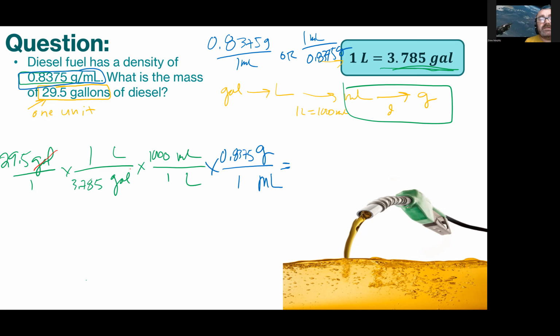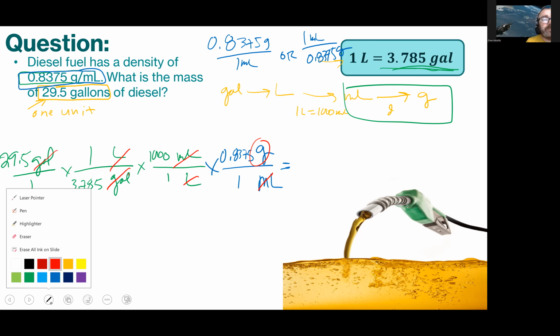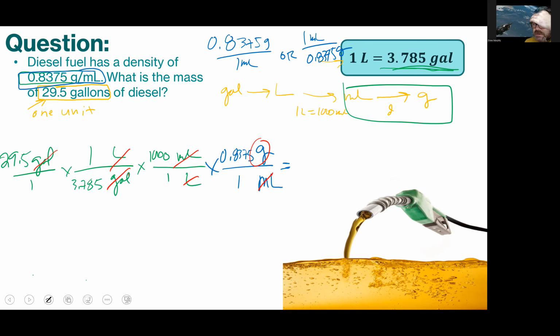All right, gallons cancel, liters cancel, milliliters cancel. We're left with grams. That's beautiful. Now we're going to math it out. Okay, so do what I always do.